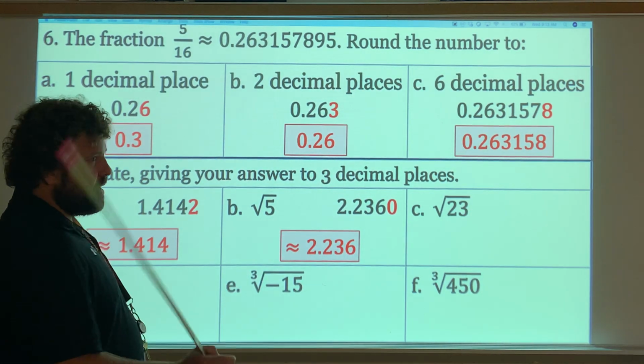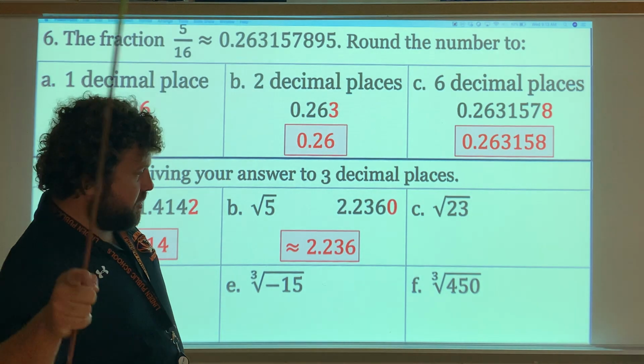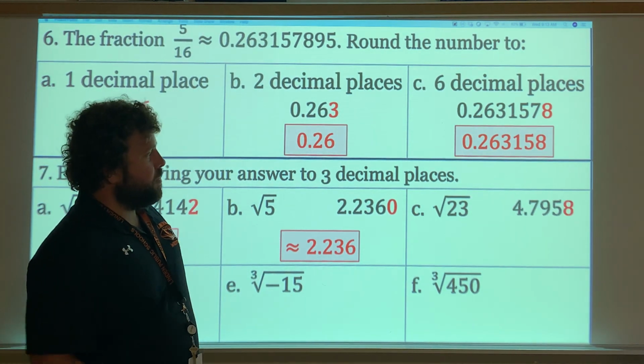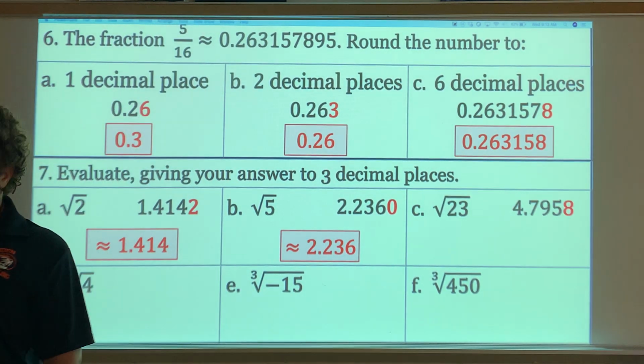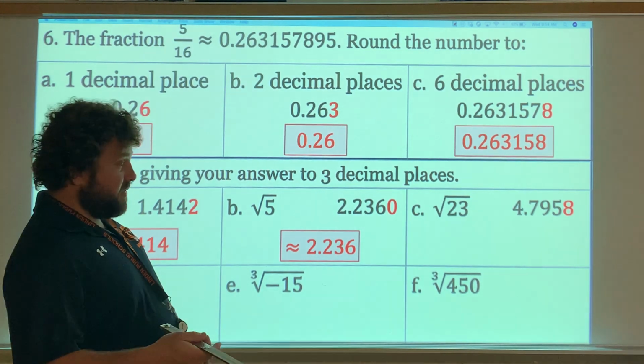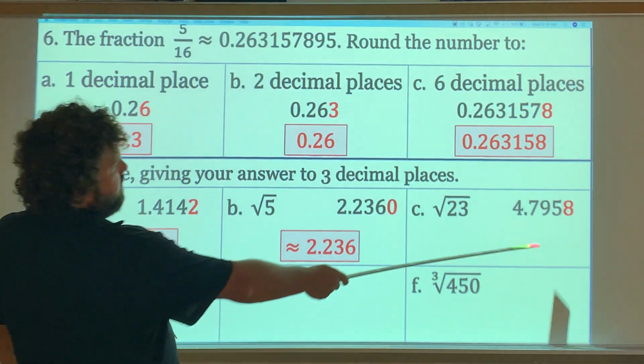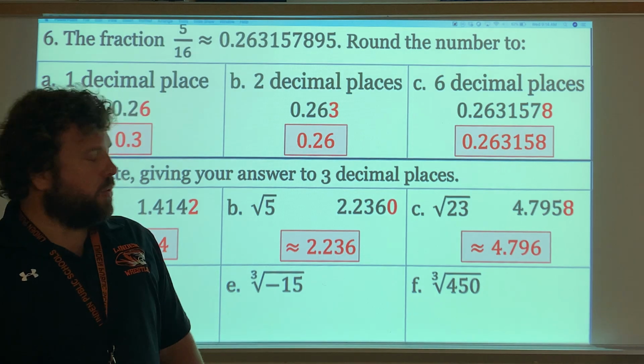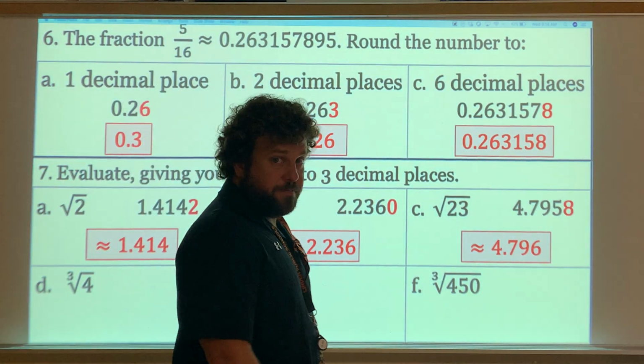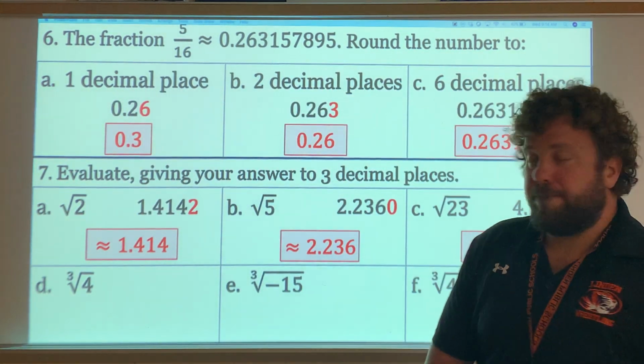23. Type in your calculator 2nd x squared, 23. Enter. 4.7956. 8 is obviously greater than or equal to 5. So this 5 right here rounds to a 6, and you get 4.796 as an answer. Right?